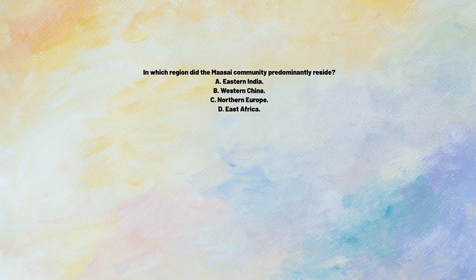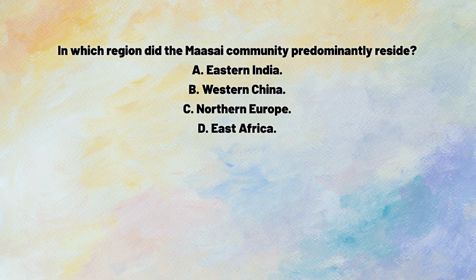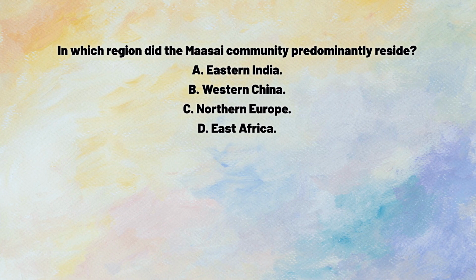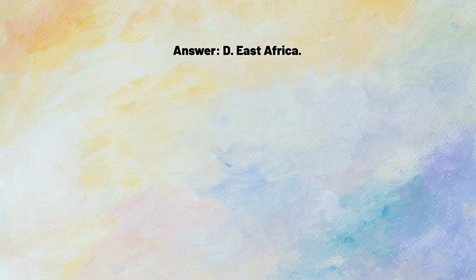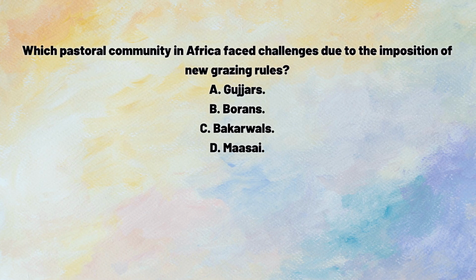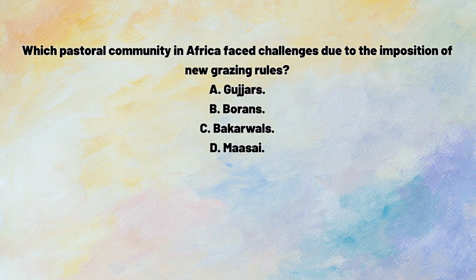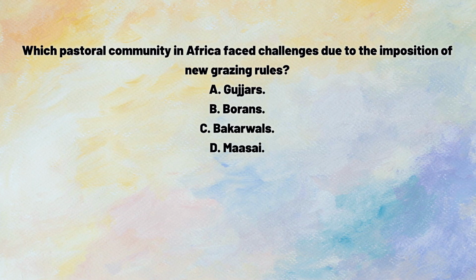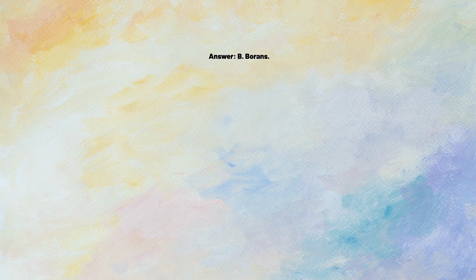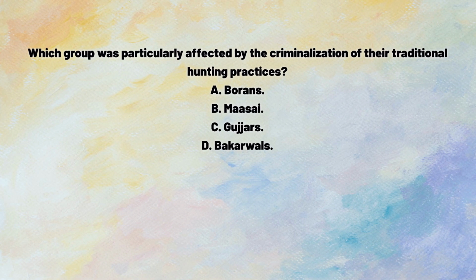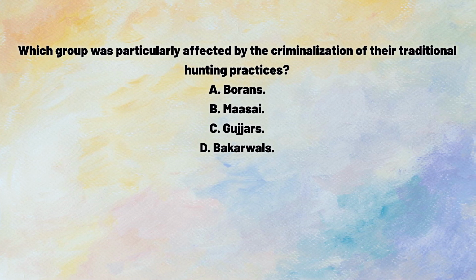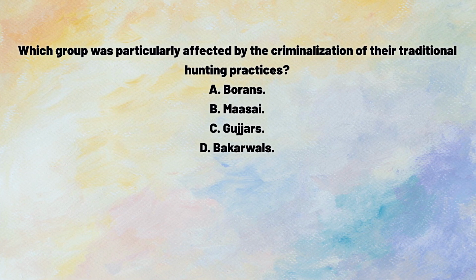As a nuisance. In which region did the Maasai community predominantly reside? A. Eastern India. B. Western China. C. Northern Europe. D. East Africa. Answer: D. East Africa. Which pastoral community in Africa faced challenges due to the imposition of new grazing rules? A. Gujjars. B. Borams. C. Bakarwals. D. Maasai. Answer: B. Borams. Which group was particularly affected by the criminalization of their traditional hunting practices? A. Borams. B. Maasai. C. Gujjars. D. Bakarwals. Answer: B.